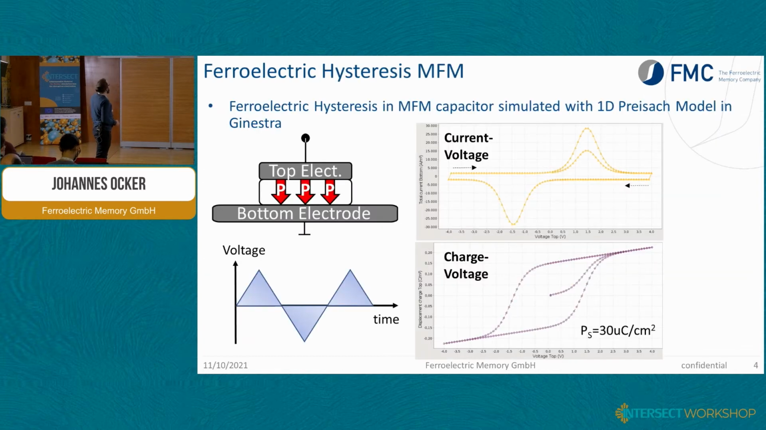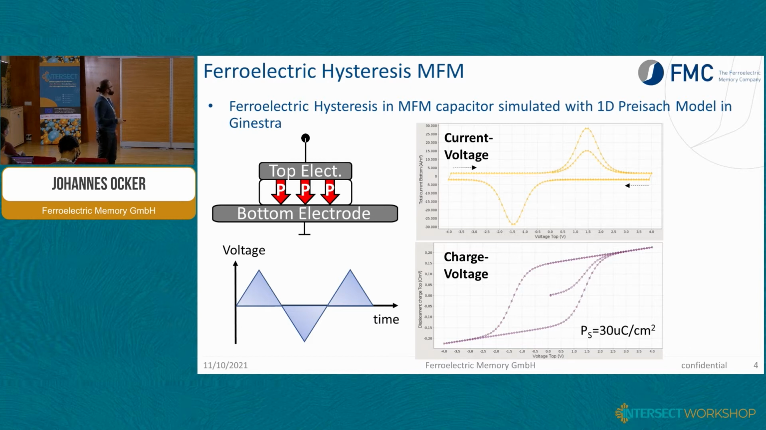All right, but let's first take a step back and look at the MFM, the capacitor only structure. So you have a top electrode and you have a bottom electrode. If you want to switch the ferroelectric, you usually apply a triangular signal and you measure the displacement current of the sample. If you go up in this first triangular sweep, you get this first little switching peak.